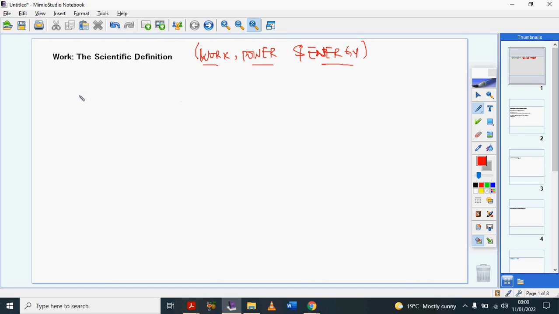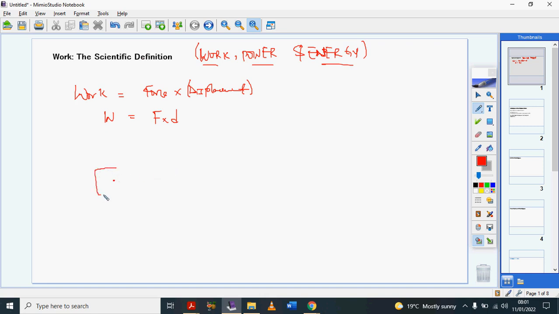Work is simply the product of force and distance, right? Simply the product of force and displacement, right? Force and displacement. So the work done on an object is given by the force that's acting on that object times the displacement that that object goes through. That is work done.